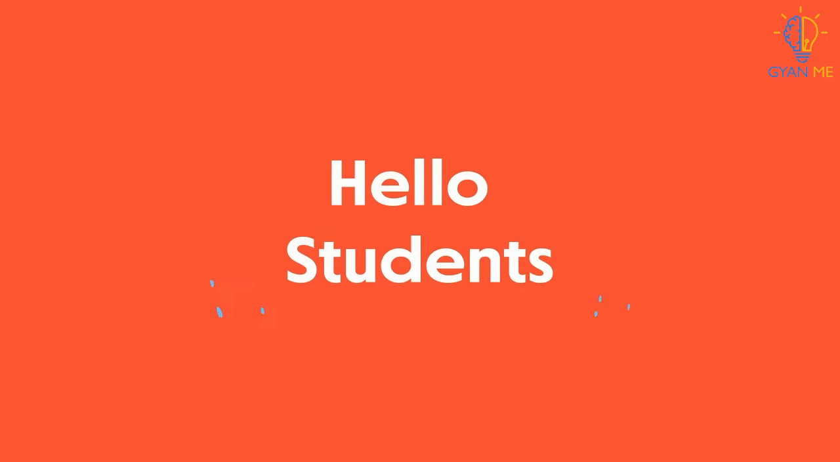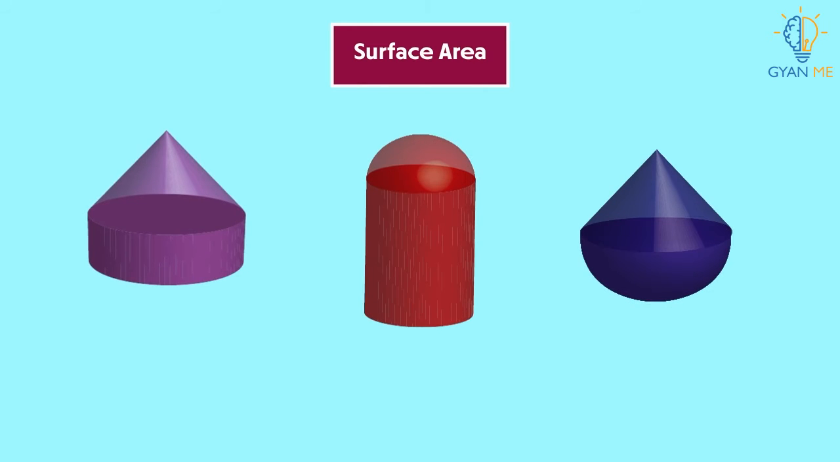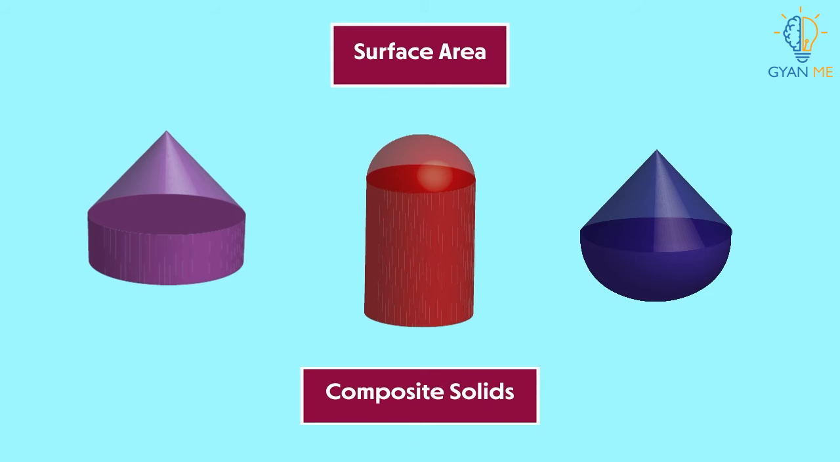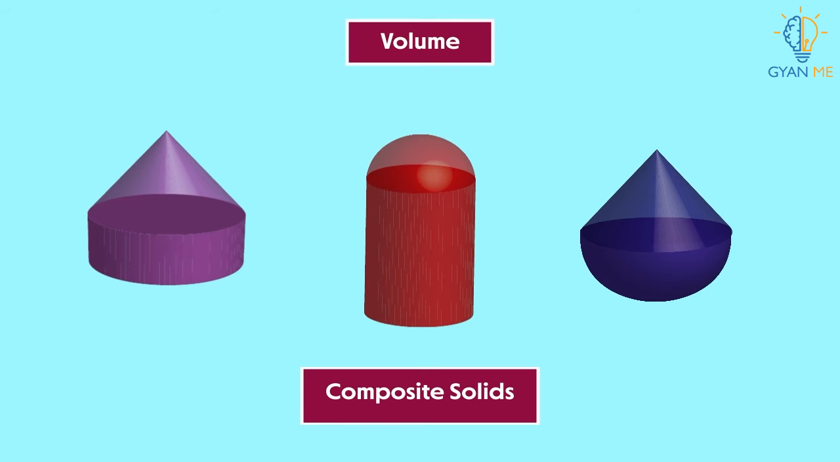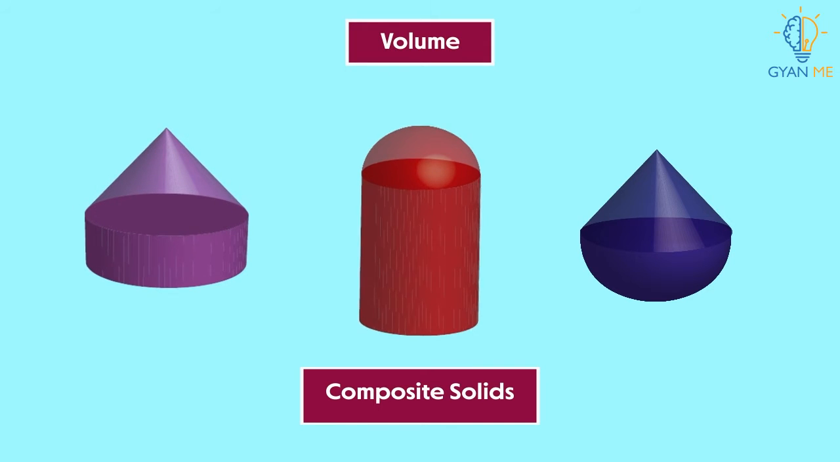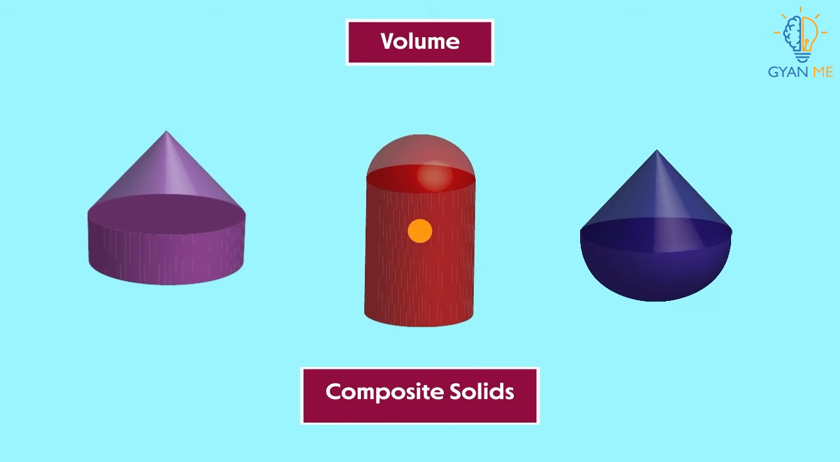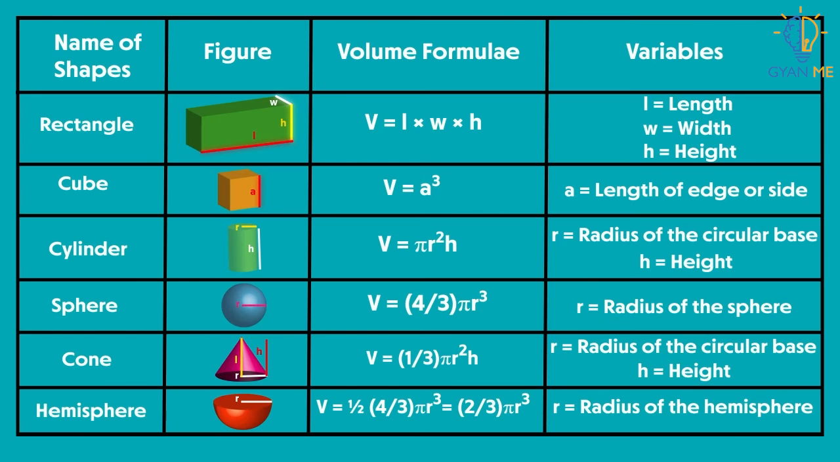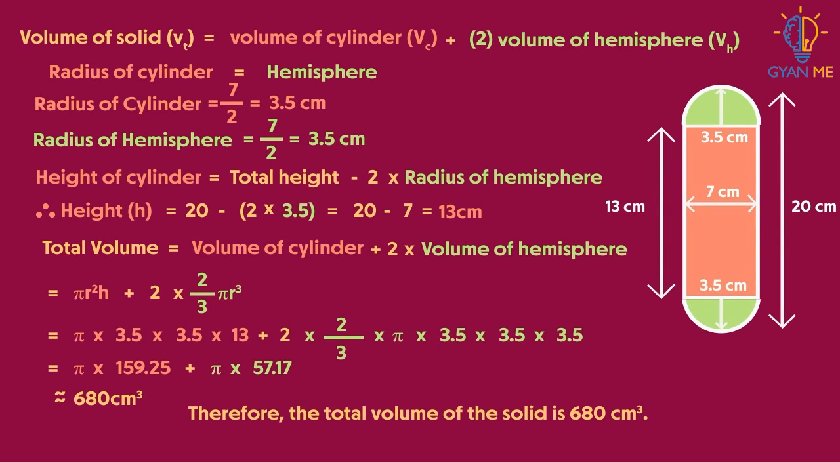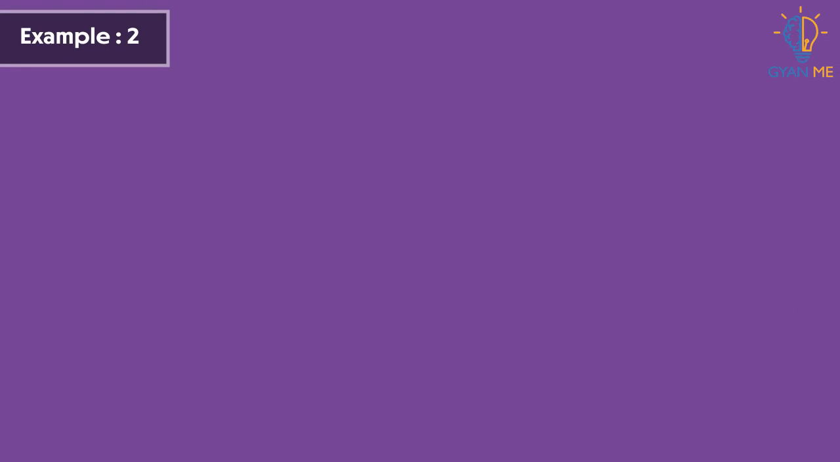Hello students. In our previous video, we learned how to find surface area of combination of various solid shapes called composite solids. In this video, let us learn how to find volume of such composite solids. But before that, let us quickly recall the formulae for finding volumes of various elementary solid shapes like cube, sphere, etc. Let us understand this better using some examples.